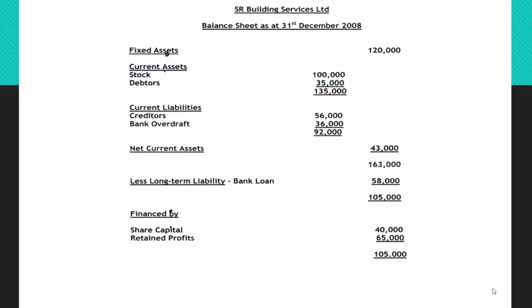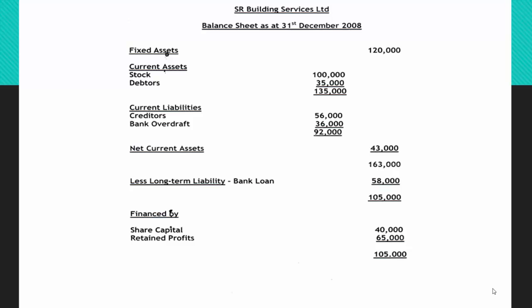We've then got our current assets, the stock that he's got. For the case of a builder, it's going to be things like the bricks and the materials that he'll need to build the things that he's going to build. The debtors, so the people who owe us money, £35,000. If we look to the current liabilities, we owe over the next 12 months, we think we'll owe £56,000 to our suppliers. Our bank overdraft is £36,000, and so our net current assets are £43,000, £135,000 take away £92,000, and that gives us our net current assets.